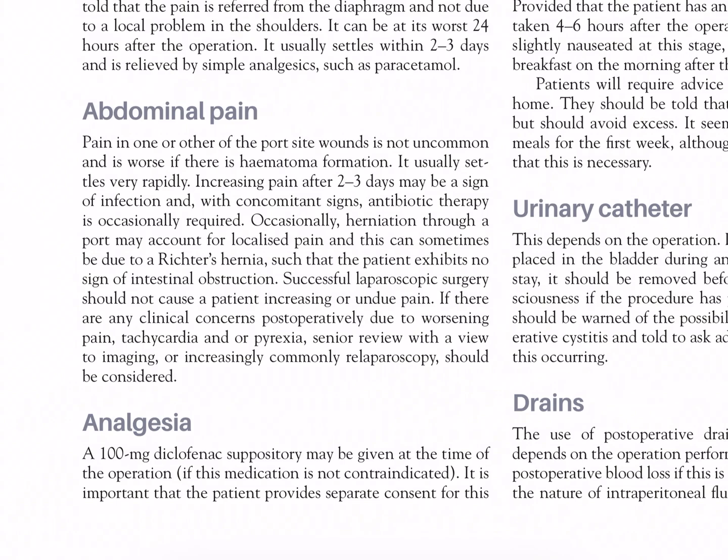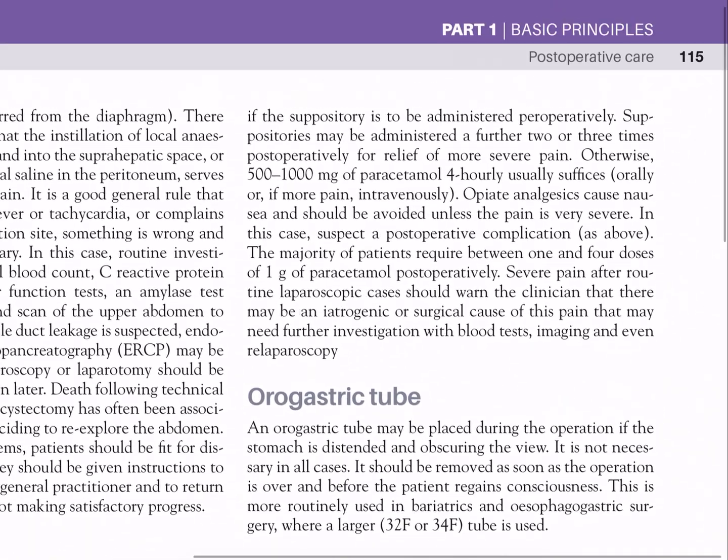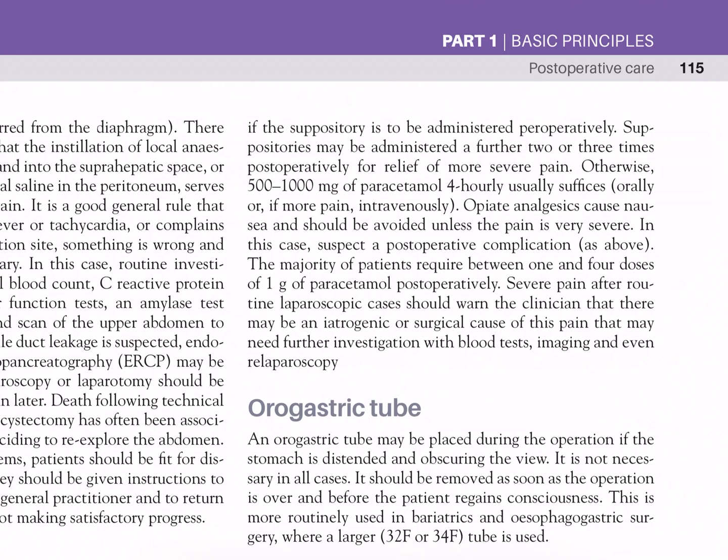Analgesia. A 100 mg diclofenac suppository may be given at the time of the operation. If this medication is not contraindicated, it is important that the patient provides separate consent for this if the suppository is to be administered per-operatively. Suppositories may be administered a further 2 to 3 times post-operatively for relief of more severe pain. Otherwise, 500 to 1000 mg of paracetamol 4 hourly usually suffices orally, or if more pain, intravenously.